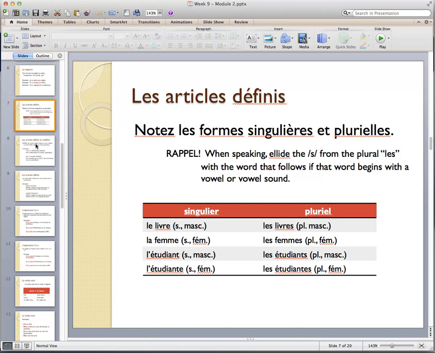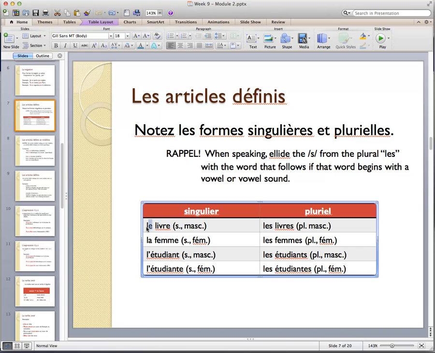Remember, definite articles are the same in English as in French. They mean the word the. However, the difference between English and French is that because French has masculine and feminine nouns, the definite article must also be masculine or feminine. The third difference is that in French, we also change and use a plural form of the definite article when the noun is plural. A masculine singular, le livre, becomes les livres in the plural.